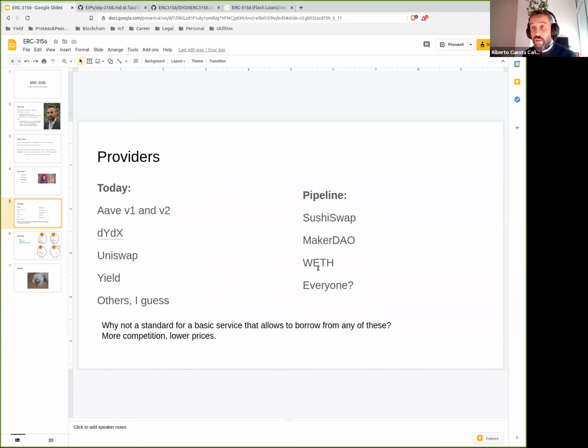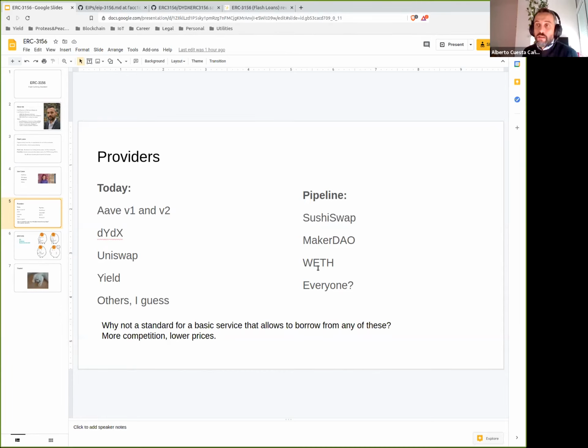With a standard, you're just telling the lenders, could you please offer a common function when someone wants a flash loan? Once you learn the standard, you don't need to learn separately how to flash loan from Aave, DYDX, Uniswap, now SushiSwap, now MakerDAO. It's a little bit hard to learn how to get the same service in different ways from all these providers.